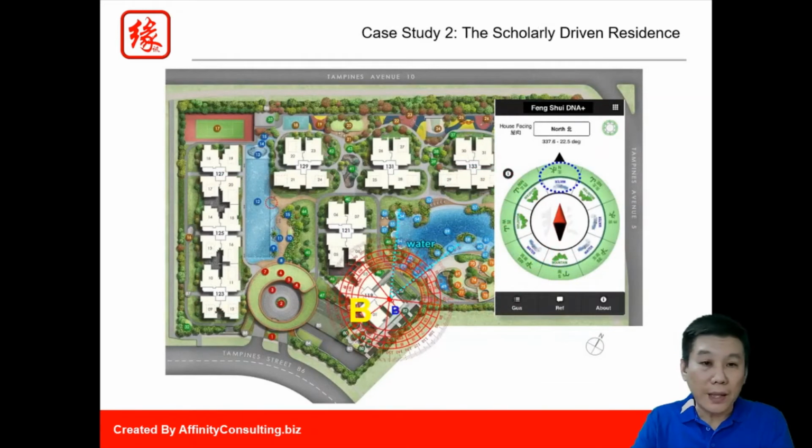Let's have another example. Unit B, which is facing the swimming pool in the north direction. Based on Shen Kong Feng Shui again, it is auspicious and timely to have the presence of water in the property's north direction. Similar to the earlier example where the home is facing the swimming pool in the southwest direction, the resident can enjoy good fortune, especially relating to wealth and career prospects for the next 20 years.